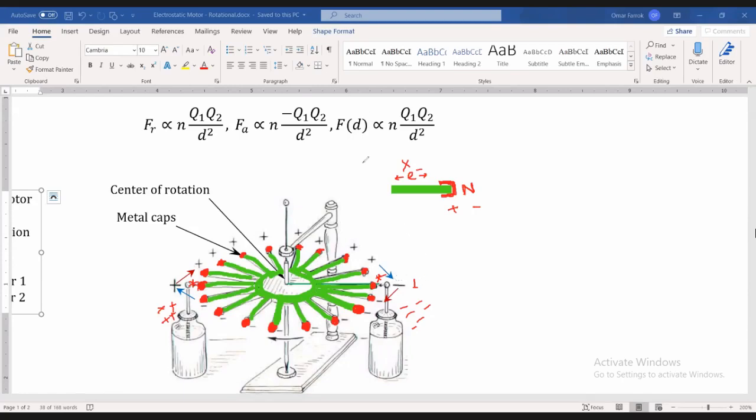Let's consider that these are negatively charged particles and this is the positively charged particle, because just before some interval it passed from the positively charged particle or positively charged jar.